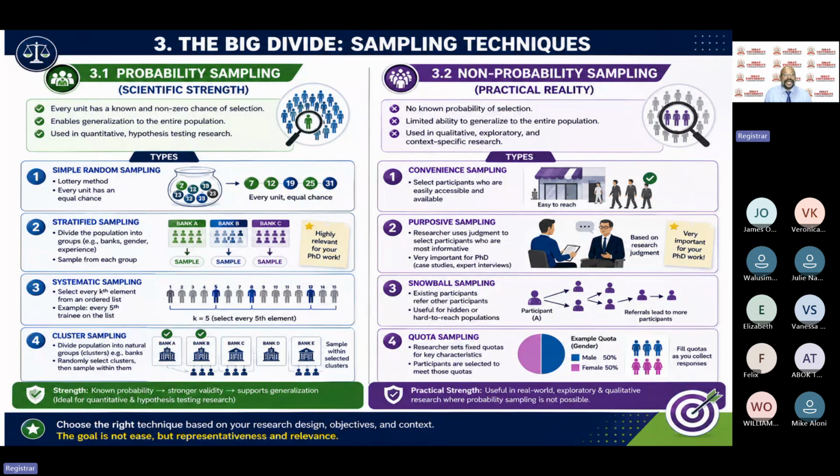So to generalize, we use sampling, and we have seen that for scientific research, we use probabilistic sampling. Now, if you want to know the practicality and reality, we use non-probability sampling. So here, there is a limited ability to generalize to the entire population because you are using a kind of convenience. You particularly see a specific set of people. Purposively, you do the sampling. Then you do snowball and quota sampling.